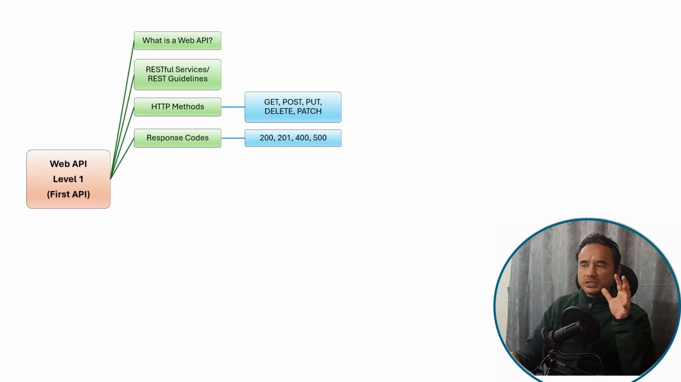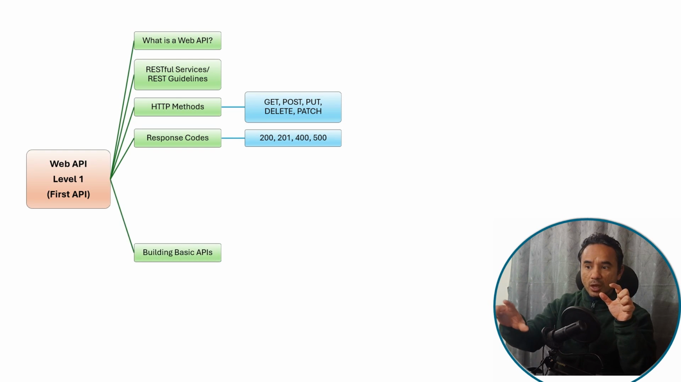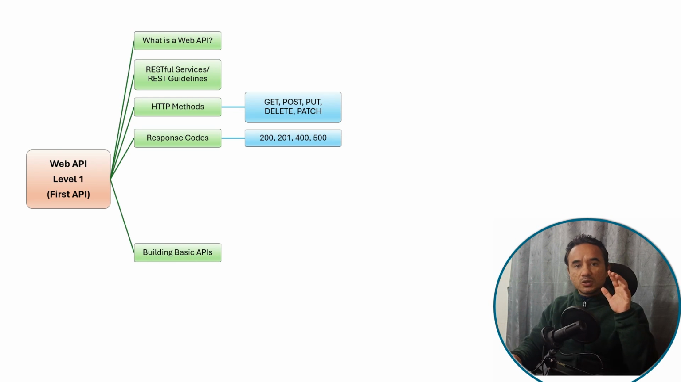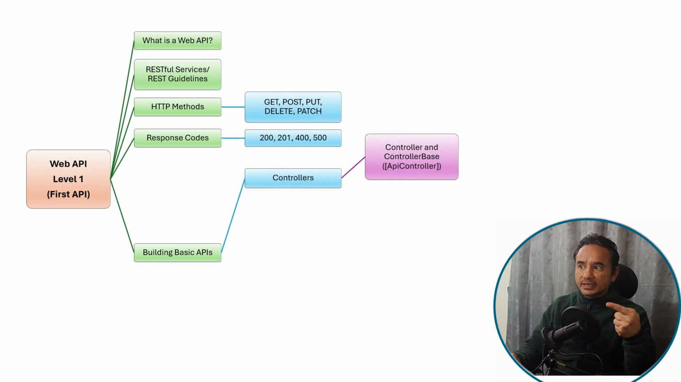Now, to build your first Web API, you will work with controllers. So now you will create your first API. For that, you have to know MVC controllers, which handle the logic for your endpoints. Two main kinds of controllers are there: Controller and ControllerBase. Most APIs use ControllerBase, so you have to understand the difference. Here, adding the ApiController attribute basically simplifies your API development. This also you should explore.